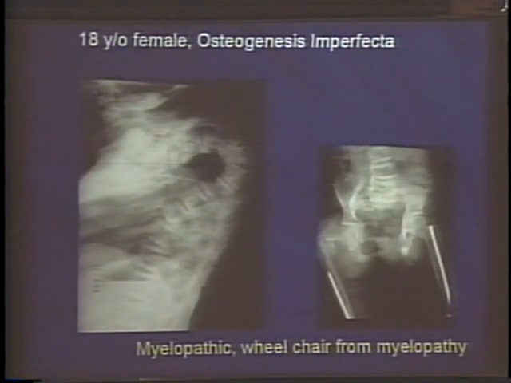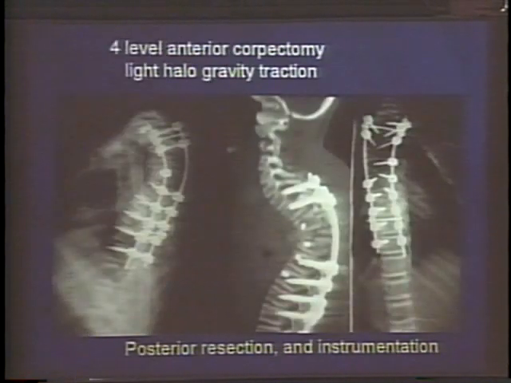This is probably the most severe kyphosis that I've ever seen. This is osteogenesis imperfecta. You see the head is here, and we have this approximately 160-degree kyphosis. And she was profoundly myelopathic. You see her lower extremities from her osteogenesis imperfecta. But she was wheelchair-bound from the myelopathy and not from the lower extremity problems.